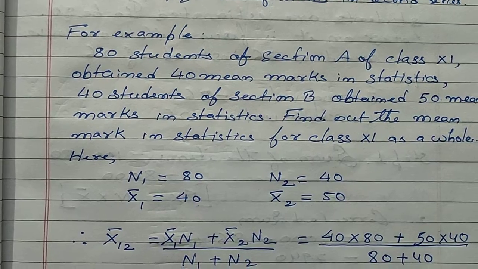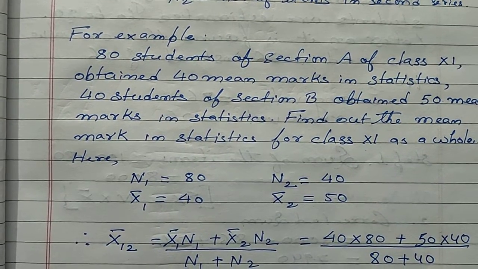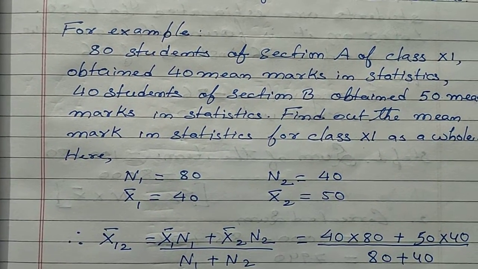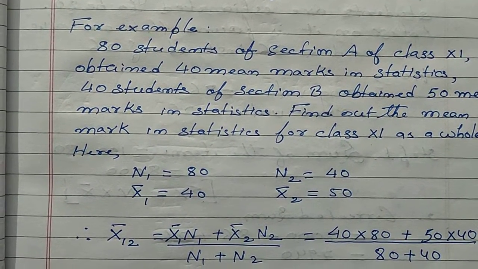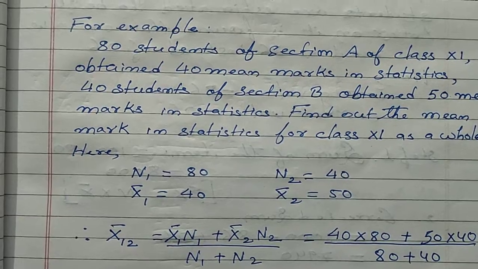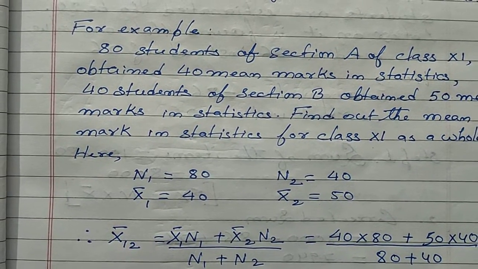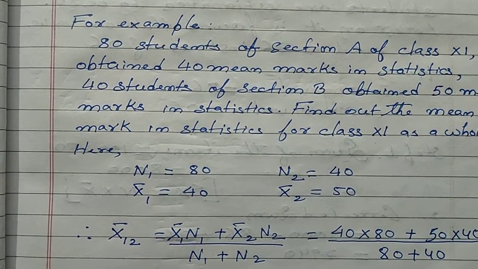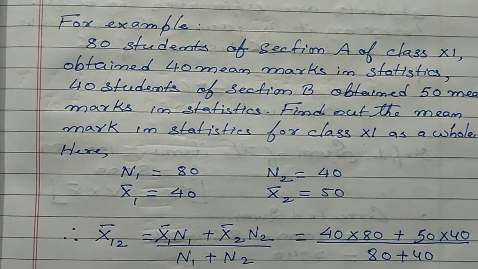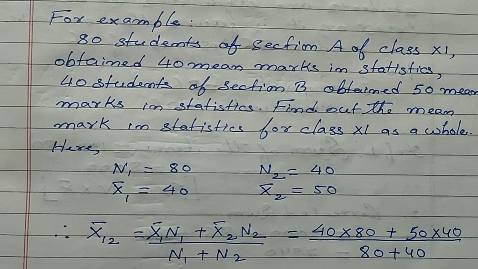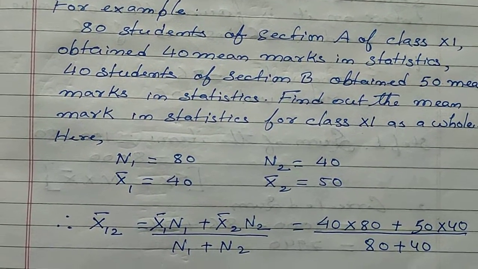Let us take n1 is equal to 80. It means the number of students in section A, and x bar 1 is equal to 40, the mean of all the students in section A, and n2 the number of students in section B, and x bar 2 is equal to 50, that is the mean mark obtained in statistics in the other section, that is section B.